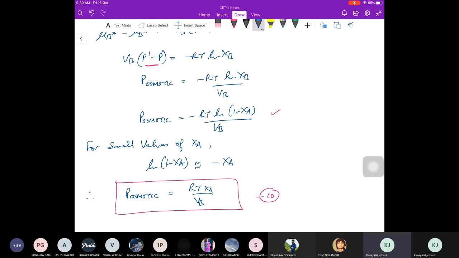So if you know the concentration of impurities in the solvent, you can find out what is the osmotic pressure required for reversing the direction of mass transfer. Right? RT, temperature is known, R is known, molar volume is known, xA if it is known, then you can find out the osmotic pressure.